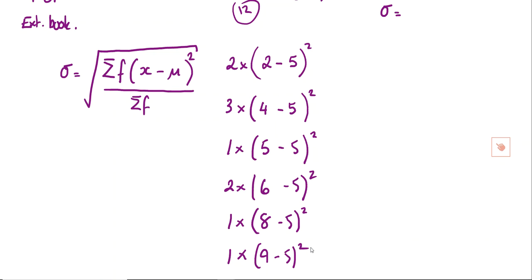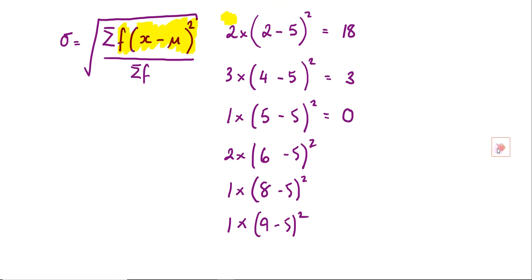So I have only done this bit here so far. I've not done any adding up yet. I'm still in the process of doing this bit. So let's work all these things out. So what's 2 minus 5 squared? Can't believe you just got your calculator out. 9 times 2 is 18. 4 minus 5 is minus 1. Squared is 1 times 3 is 3. This is 0. 1?